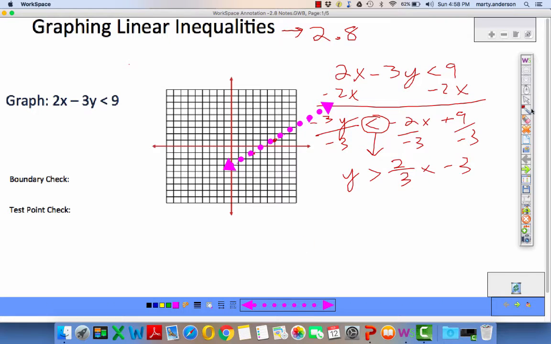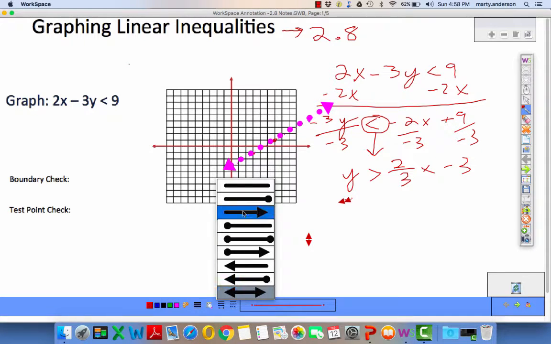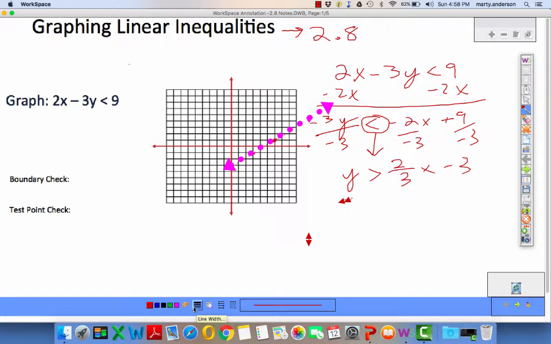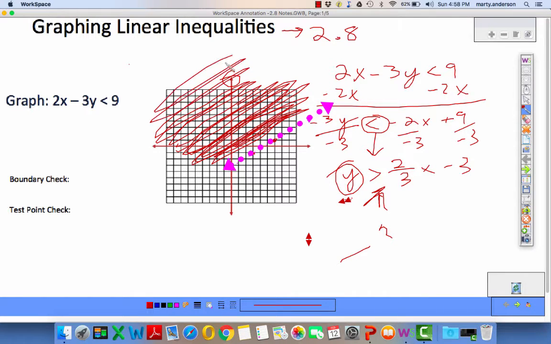Dotted line, shading, where? I want to know where the y values are going to be greater than. I want my y values to be greater than. So you're reading it as y's are greater than. Where do the y values get bigger? The y values get bigger up here. I'm going to shade all of this. This is the set of all points that will satisfy the given inequality.